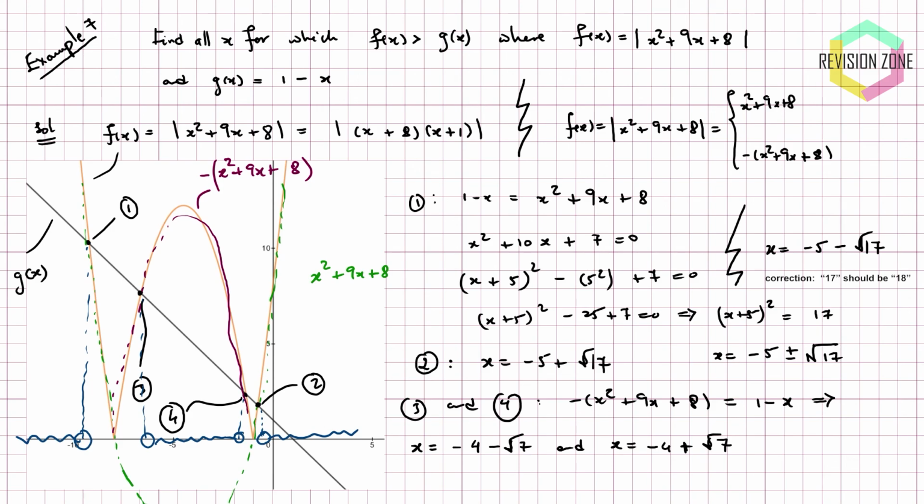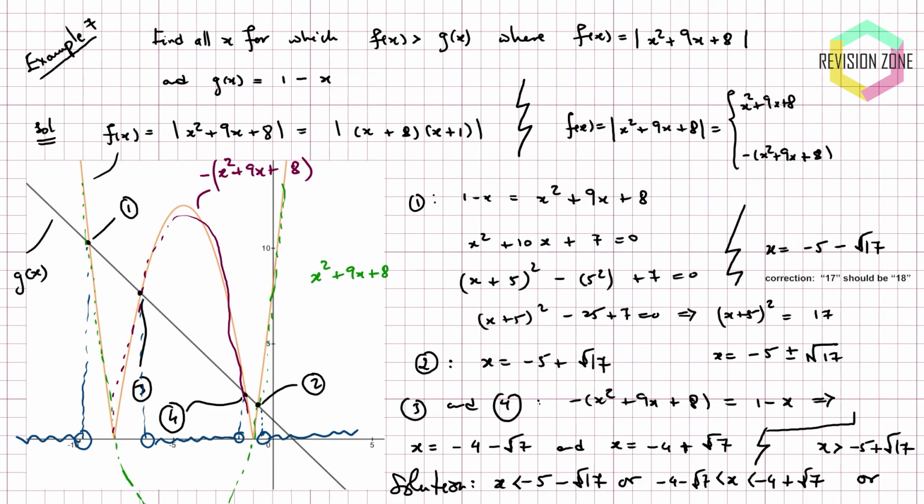So the final solution is going to be x being less than minus 5 minus root 17, or x being between minus 4 minus root 7 and minus 4 plus root 7, or x being bigger than minus 5 plus root 17. Okay, so that's a slightly involved solution, but I hope you found this example valuable, and that's a good place to end the video.